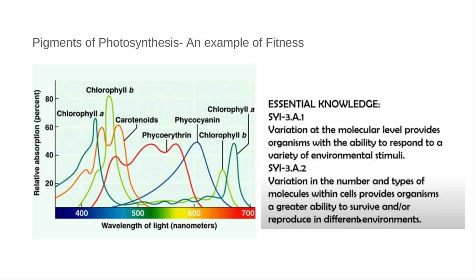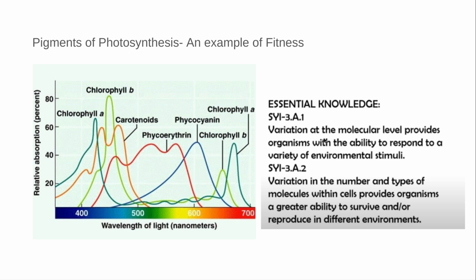So just take a second to observe that. If you have more variety of molecules, or in other words more variation in the number and types of molecules, you have a greater ability to survive and reproduce in different environments, which also explains how organisms are able to, from an ecological standpoint and from an evolutionary standpoint, adapt to different conditions. And again, that is also called fitness, evolutionary fitness.